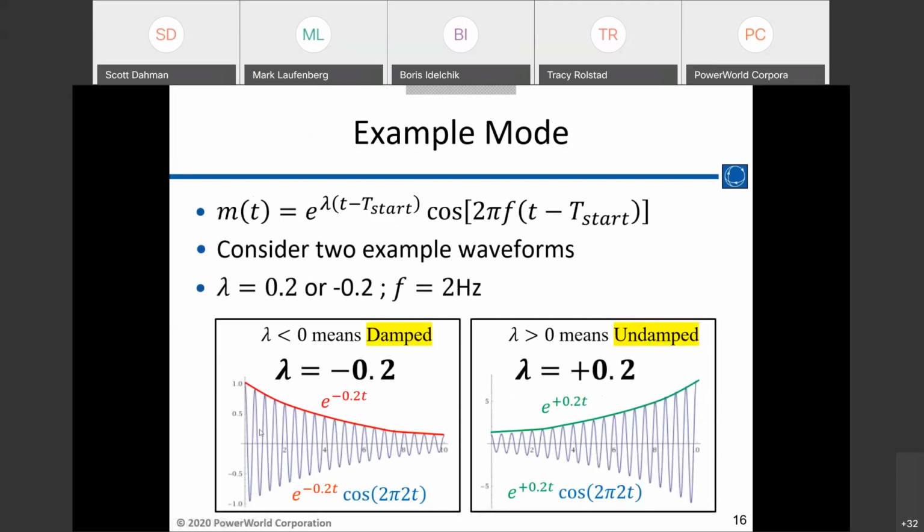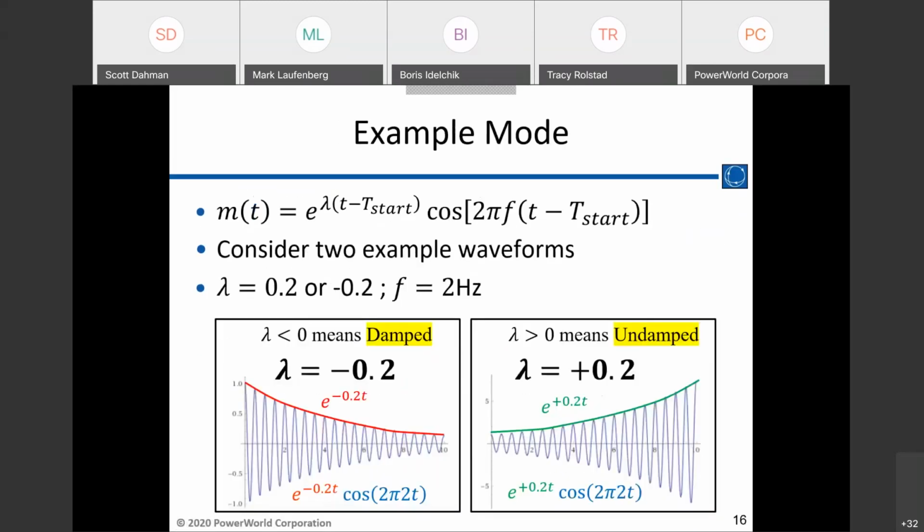The cosine portion is defining how fast it moves up and down. The exponential portion is describing the magnitude, so it's describing the envelope of this cosine wave. If this lambda term here is negative, then as time increases, the signal goes down, and we would call this damped. If this lambda here is positive, then as time increases, it is undamped, and it's an oscillation that's growing. The blue plot here, that entire thing, is what we would call a mode.